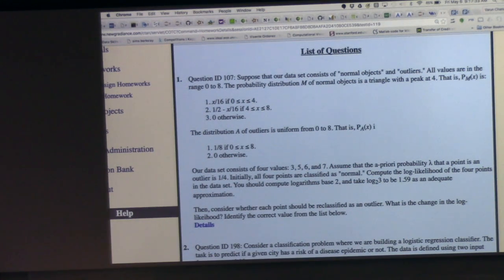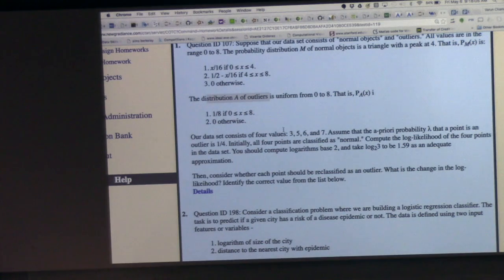So here you're saying that the probability of any data point x to be generated by this class M is x by 16 if the value is between 0 and 4, a half minus x by 16 between 4 and 8, and 0 otherwise. So it's like a triangle that you're drawing, right? And in the same way the distribution of outliers is uniform, which means that between 0 and 8 it is always 1 by 8, and otherwise it's 0. So it's like a square, right? So these are two distributions.